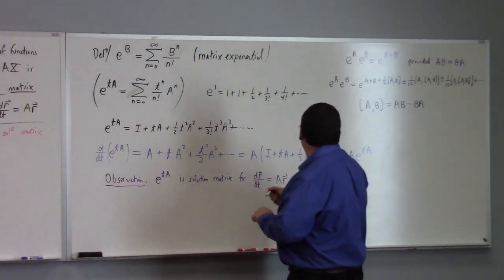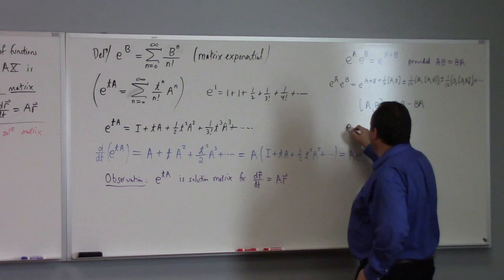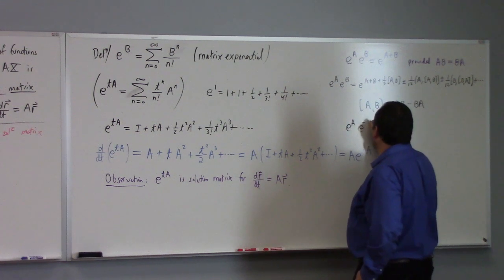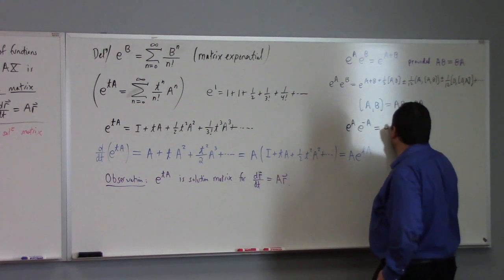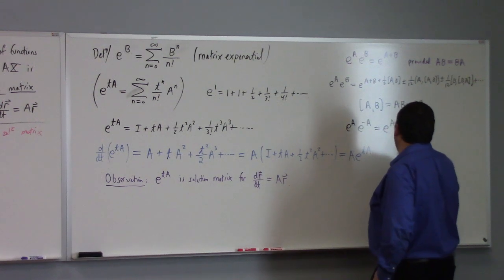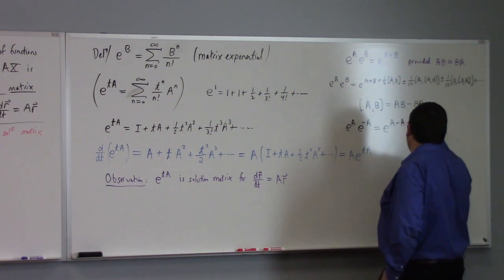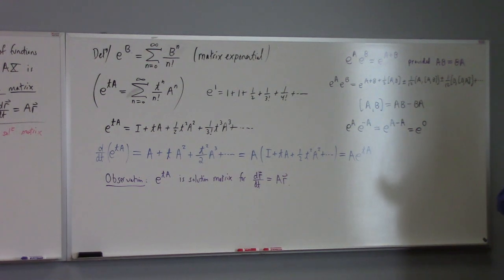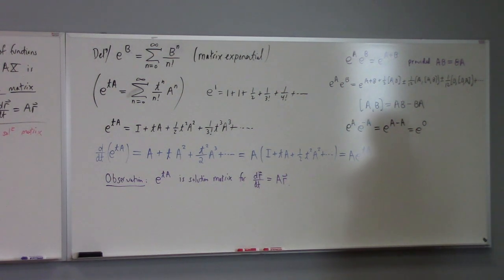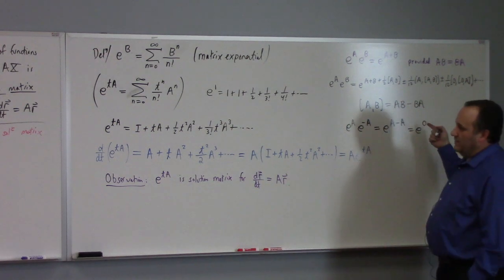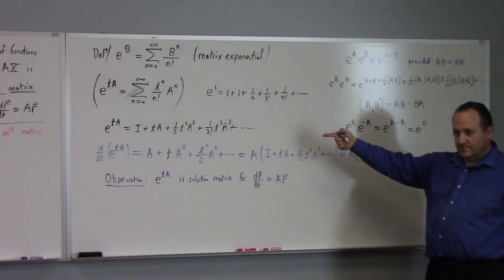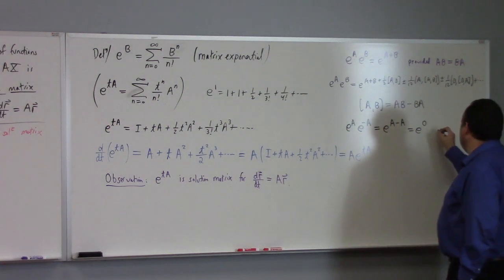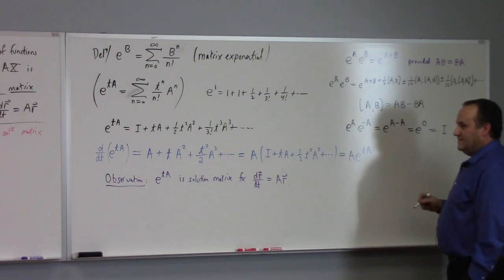So one of the things you can immediately get from that is, if I have e to the a times e to the minus a, what do you get? A minus a, which is e to the 0. Now the reason: does a commute with itself? With minus, like a times minus a is equal to minus a times a, right? So it commutes. And e to the 0, search your heart, it's equal to the identity.